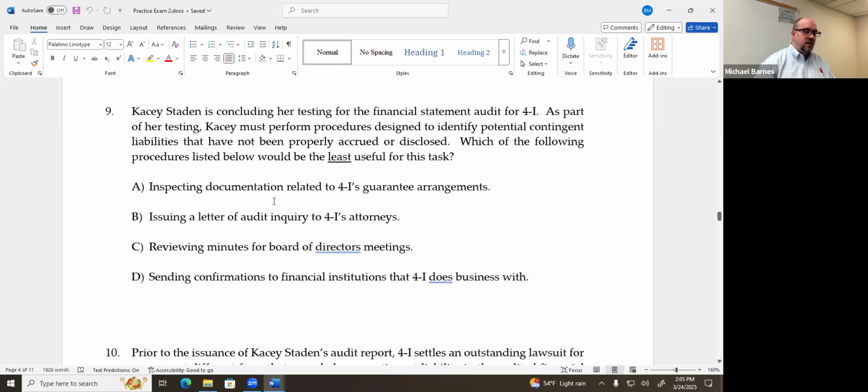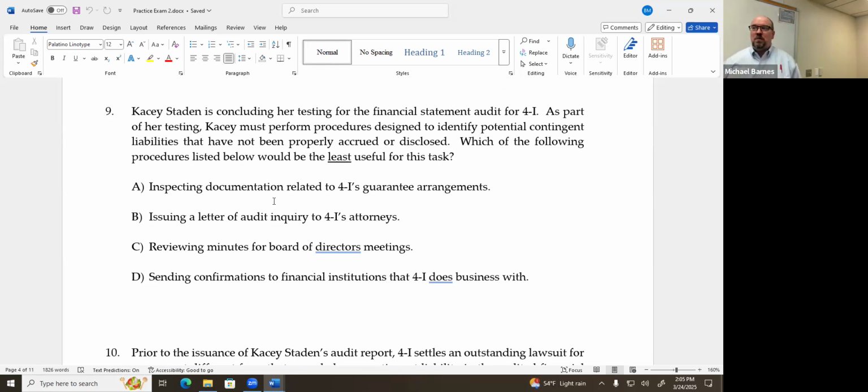Casey Staden is concluding her testing for the financial statement audit of 4i. As part of her testing, Casey must perform procedures designed to identify potential contingent liabilities that are not properly accrued or disclosed. Which of the following procedures below would be the least useful for this task?